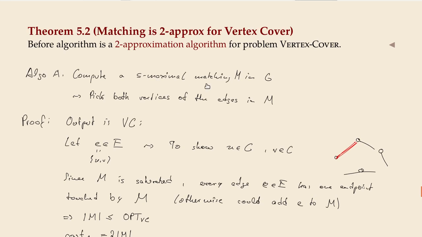Now you can improve this algorithm if you not only pick an inclusion maximal matching, but an actually globally maximal matching. But the point is you can't improve the analysis, so you still, in the worst case, only get this 2 approximation. I don't know of a way to show something better than that.